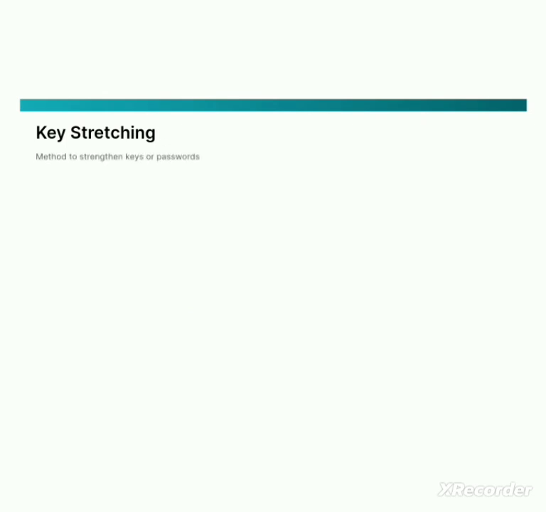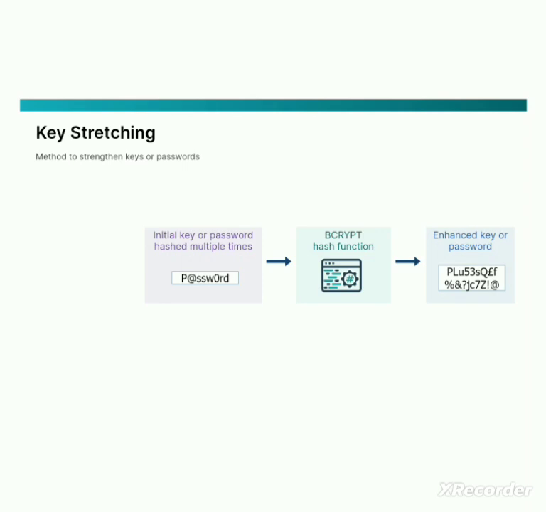Key stretching is a method used to strengthen keys or passwords that are either too short or predictable. The process involves feeding the key or password into a hashing algorithm to produce an enhanced key or password. Examples of stretching algorithms are password-based key derivation function 2, PBKDF2, and bcrypt. Bcrypt is the default algorithm used for stretching in OpenBSD and various Linux distributions.